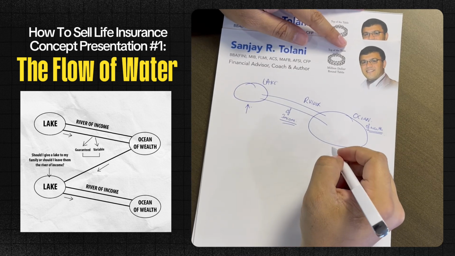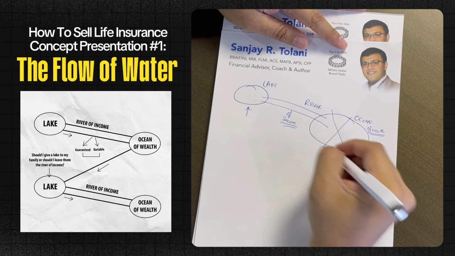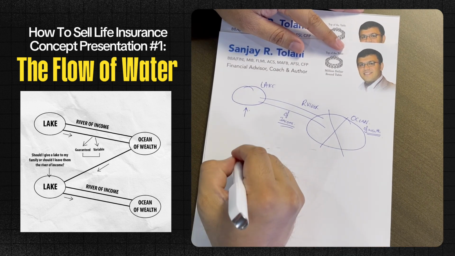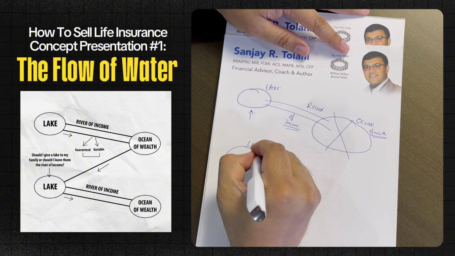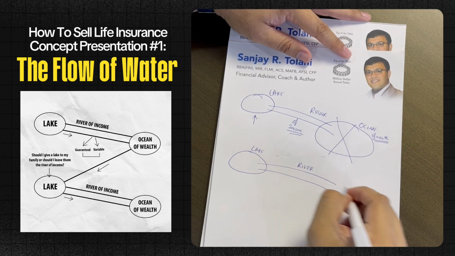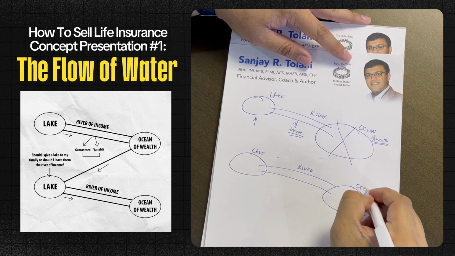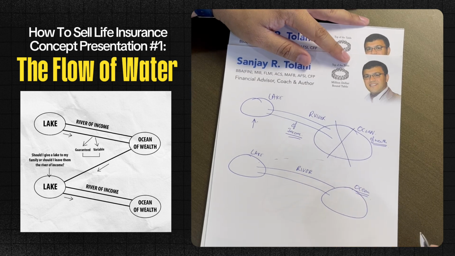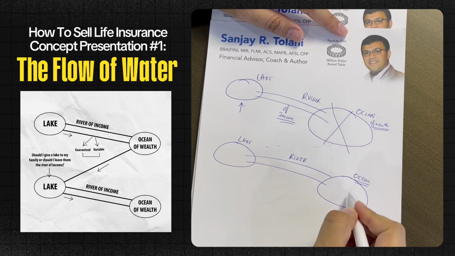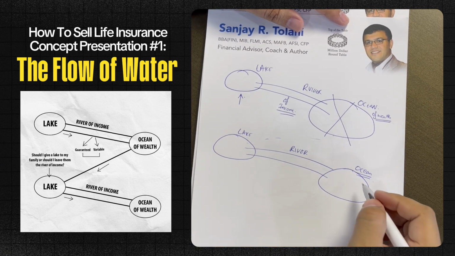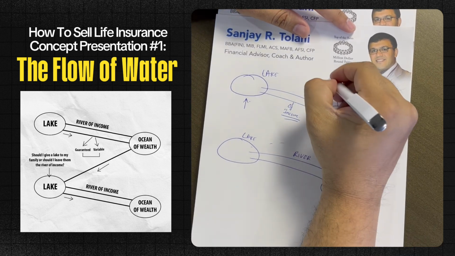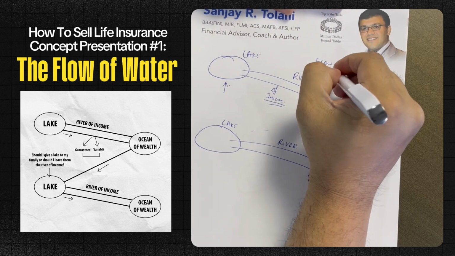If one generation decides that I don't want to pass on the ocean of wealth, what happens? Well, nothing happens. The next generation will make their own lake and the process will restart, which will convert into a river and become part of the ocean. I just want people to realize that passing it on allows continuity, and if you don't pass it on, the process does not stop, and that's why this is called the flow of water.